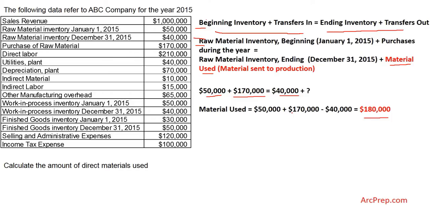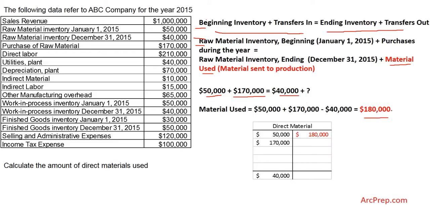Another way to do that is to solve the equation for materials used. Beginning inventory plus purchases minus ending inventory will give me transfers out, or materials used. Now that I know materials used, I can look at it on the T account. Beginning inventory plus transfers in minus ending inventory should give me the 180,000. Another way to look at it is beginning inventory plus transfers in minus transfers out should give ending inventory. Either way, we know that the materials we are using is 180,000.